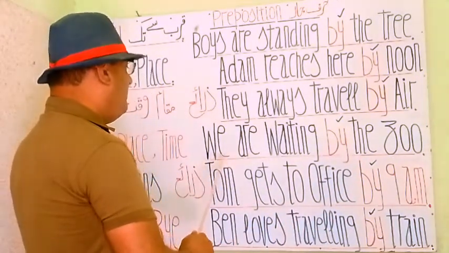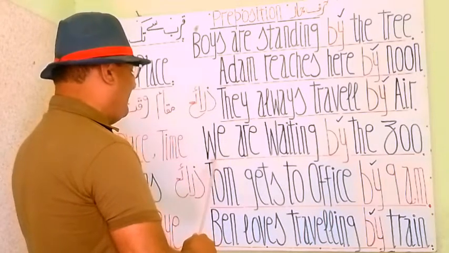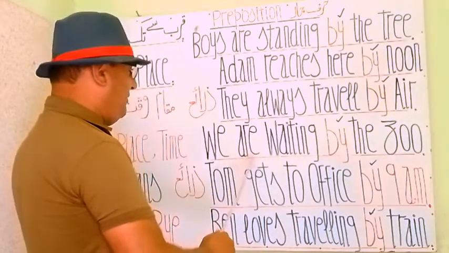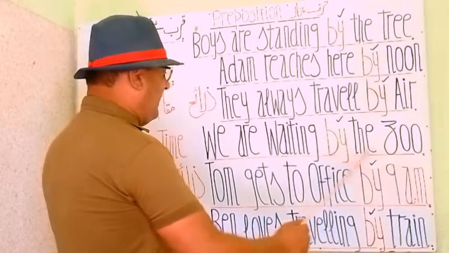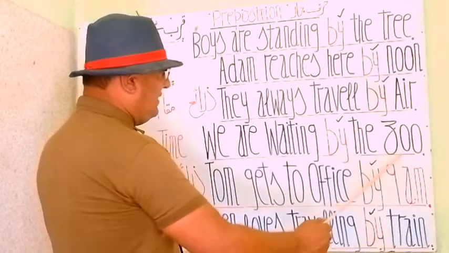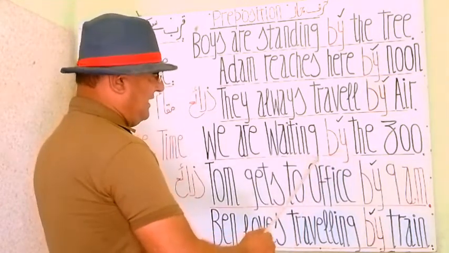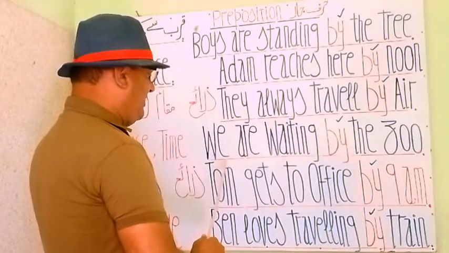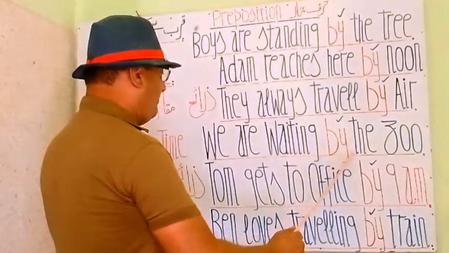We is a pronoun and it's a subject here. It's a plural pronoun, first person category. And waiting is a principal verb. Are is a helping verb. We are waiting by the zoo. Zoo is a noun and the relation between the pronoun and the zoo is shown by by. So by is playing its role as we have defined: a word that shows the relation of a noun or pronoun with another noun or a pronoun is called a preposition.